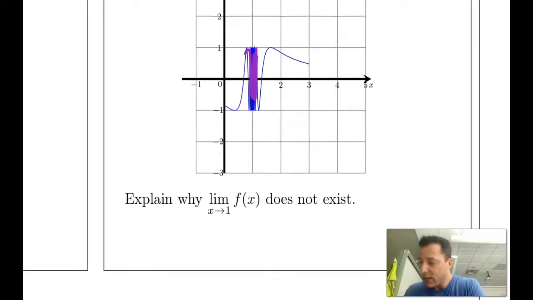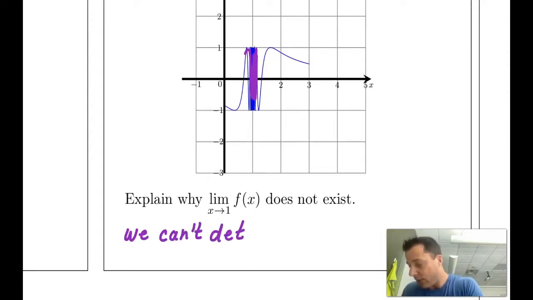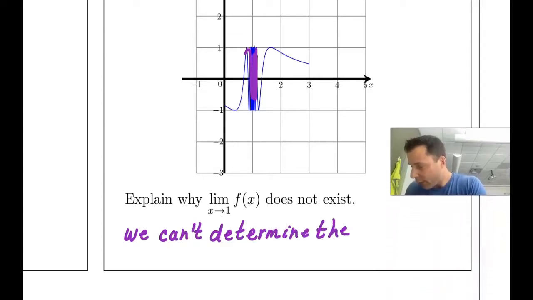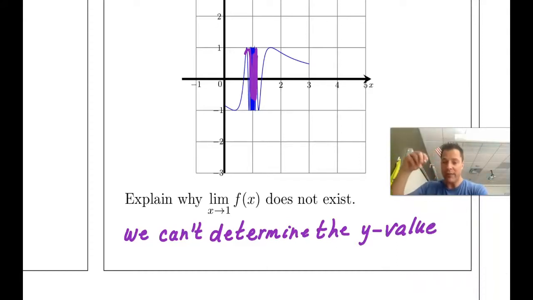Explain why this limit doesn't exist. We can't determine that y value. The function is behaving so erratically there, it's just going back and forth super fast, we can't lock in on it.